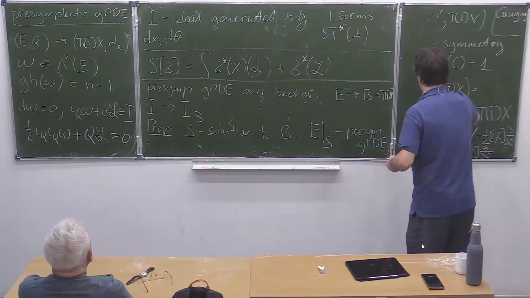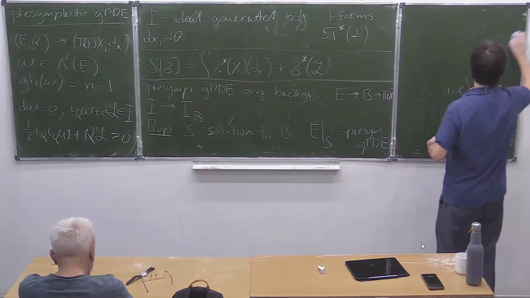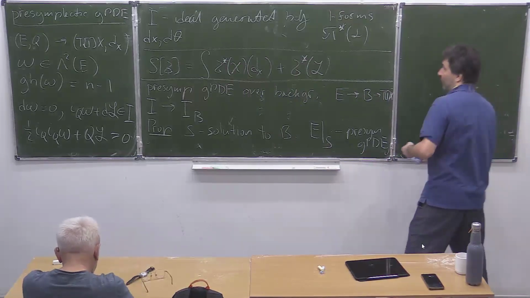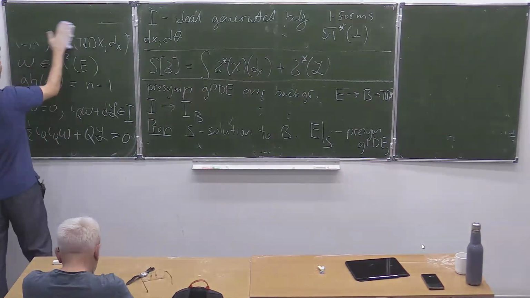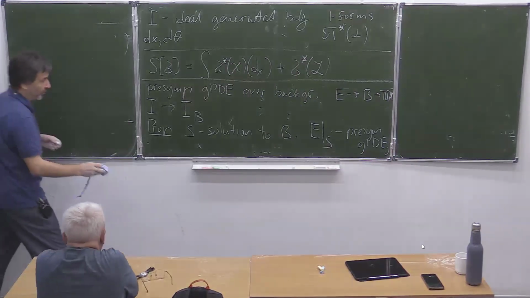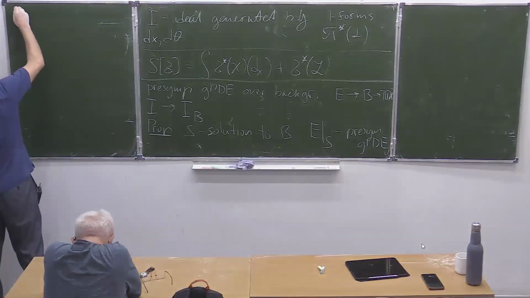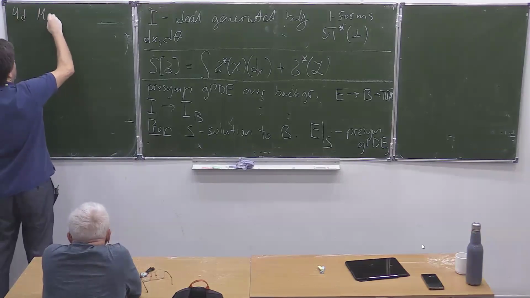So the example is gauging of higher symmetries of Maxwell theory. Very simple, maybe stupid, but maybe it's easy to understand. Let's illustrate how it works for four-dimensional Maxwell. So let's just do the presymplectic formulation of 4D Maxwell.